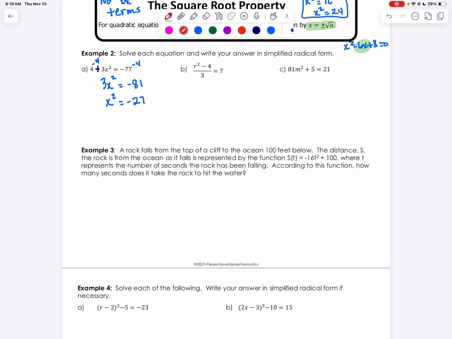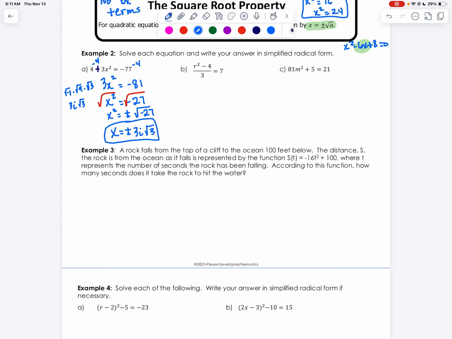And then we're going to take the square root of both sides. So x would equal plus or minus square root negative 27. But the question told us to write our answer in simplified radical form. And so we need to simplify the square root of negative 27, which would be square root negative 1 times square root 9 times square root 3, which would be 3i square root 3. So x would equal plus or minus 3i square root 3.